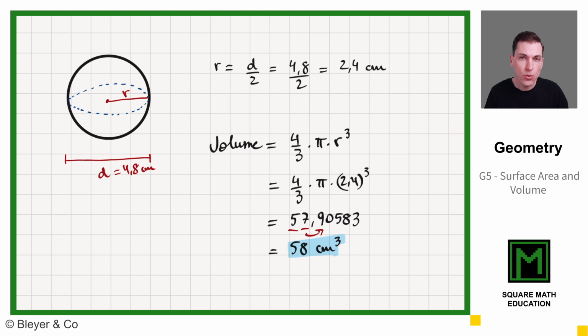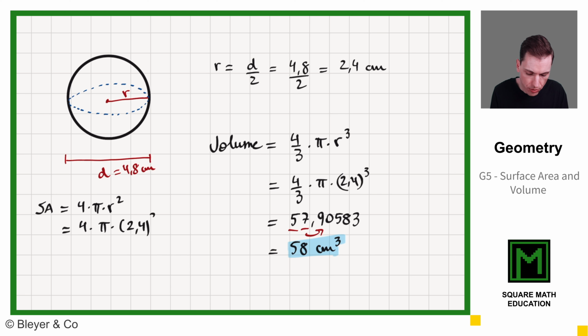Next, let's calculate the surface area of a sphere. And we only use the word surface area since we have a single face. The formula is pi times radius square. The only thing left for us to do is to plug the values in.